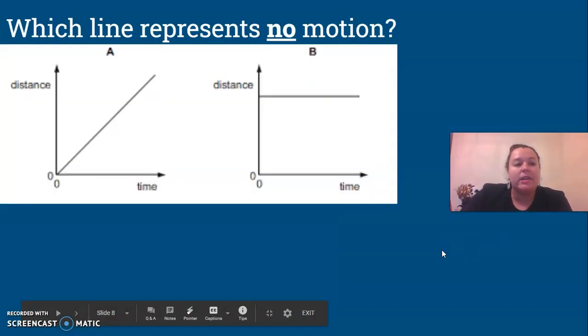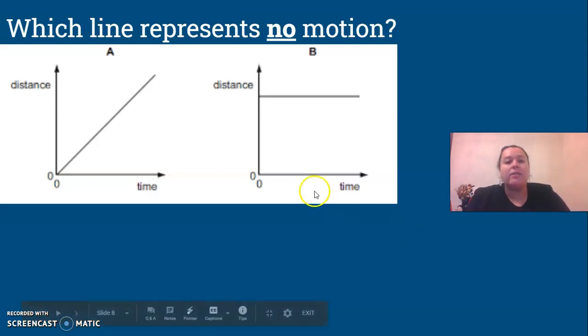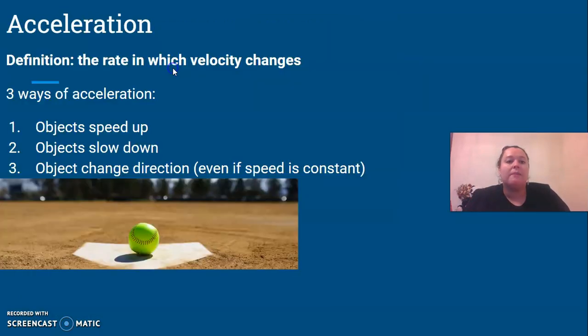All right, now if you look at this graph here, we actually have two graphs. We have A and B. Which one of these lines do you think represents no motion? All right, so the right answer should be B, because it's a flat line. Flat lines represent no motion because the distance is not changing, it's staying the same. Right here, the distance is increasing, so that means the speed has increased.